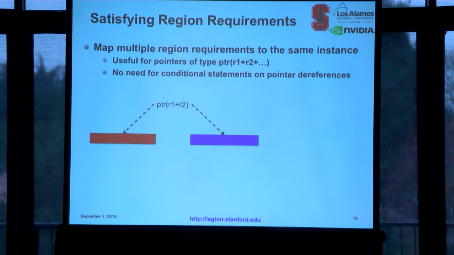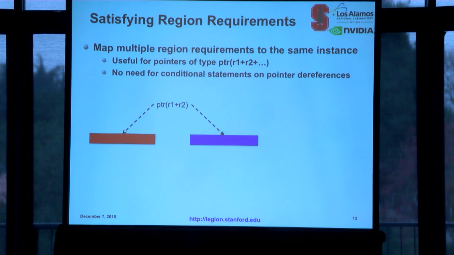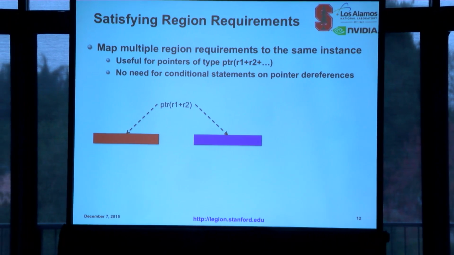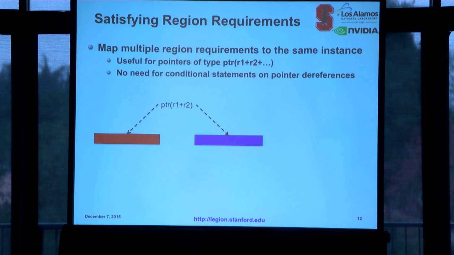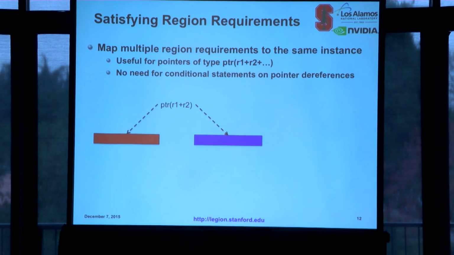Another thing that's going to change is we're going to allow you to put multiple region requirements in the same physical instance, to satisfy a region requirement with the same instance. This is a really important performance optimization and code productivity optimization. So borrowing some syntax from Regent earlier this morning, you might have some fields that store pointers that point into multiple logical regions. This pointer could point into either region R1 or R2. Today, we have to put those in separate instances, and you have to write some code that looks like this.